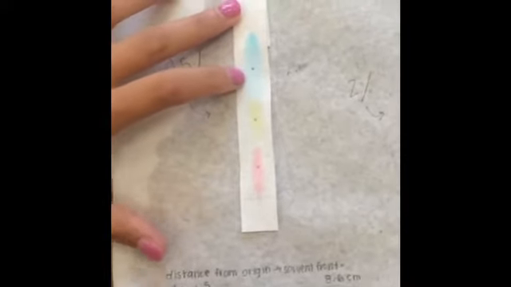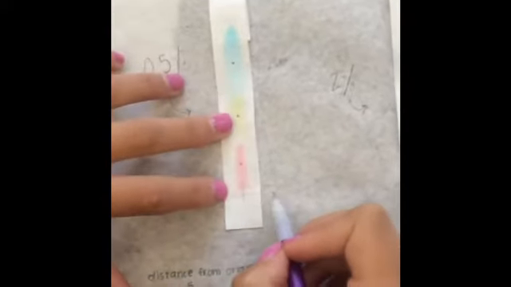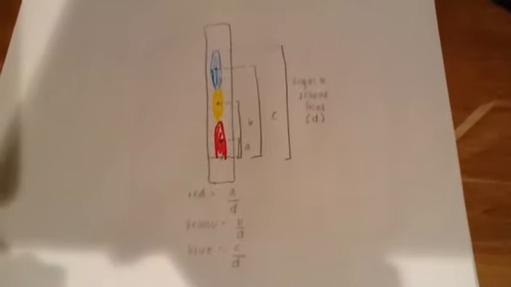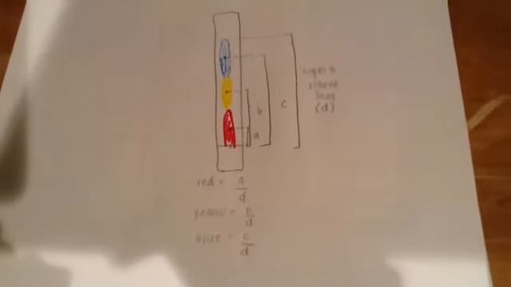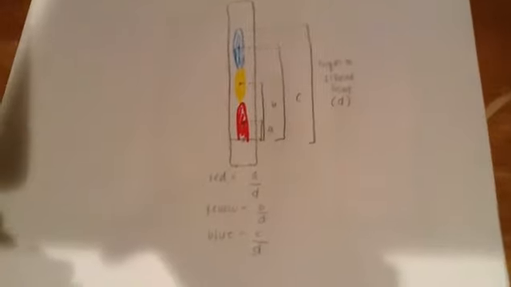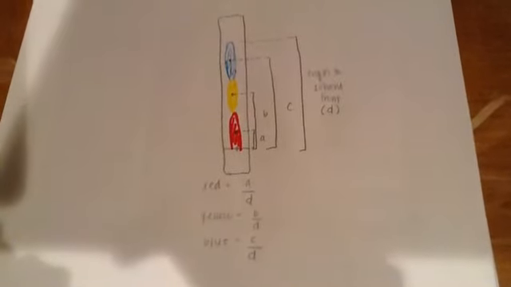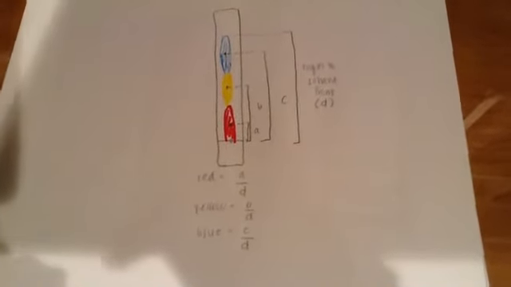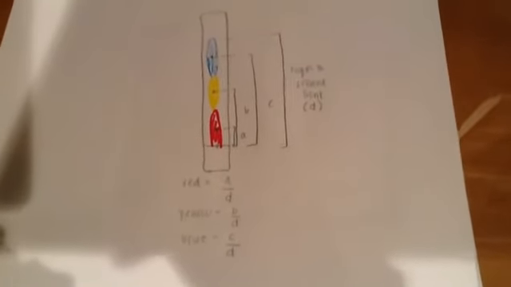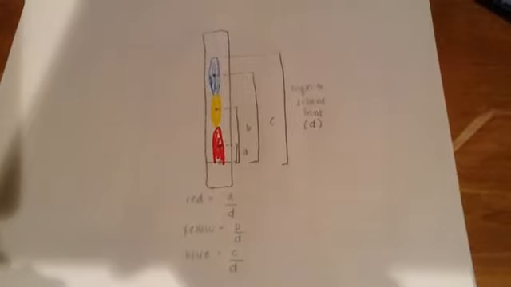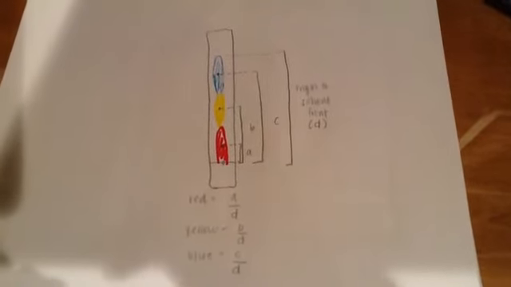So for our RF value, we're going to measure the distance from the origin to each concentrated region of food dye. Let's say that the distance from the origin to the red was A, origin to yellow was B, and origin to blue was C. All you would do would be to take A divided by D, which is the origin to the solvent front distance, and this is all in centimeters, B divided by D, and C divided by D, and those would be your RF values for each food color.